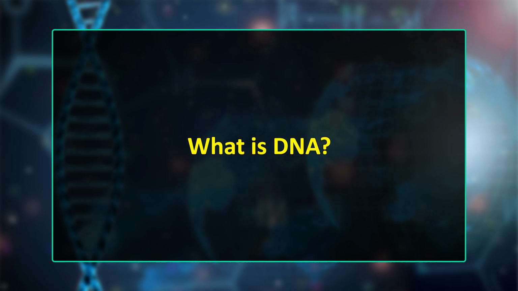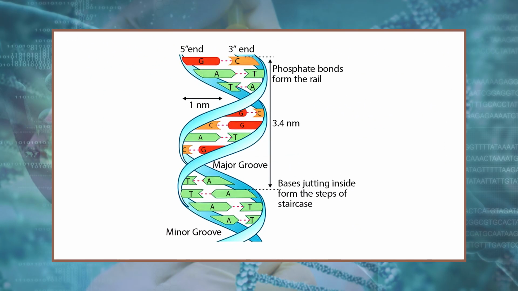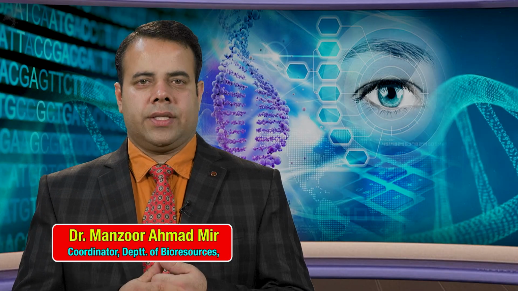Dear students, first of all, we will start with DNA. So what is DNA? DNA, deoxyribonucleic acid, is a polymer composed of two polynucleotide chains that coil around each other to form a double helix carrying the genetic instructions for the development, functioning, growth, and reproduction of all known organisms and many viruses. DNA is the hereditary material in humans and almost all organisms.